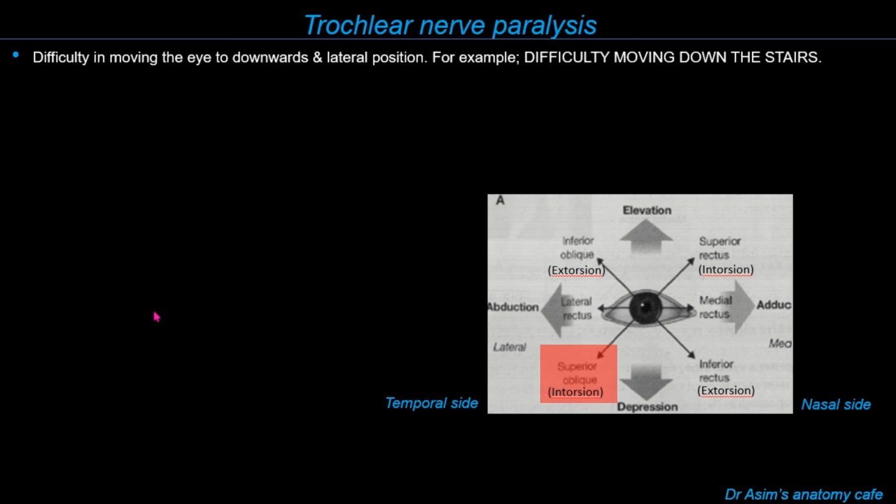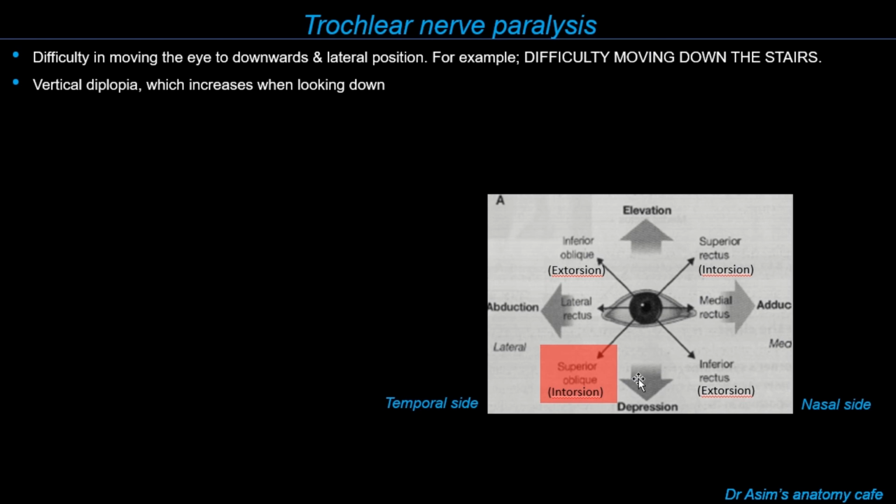Now, a lesion of the trochlear nerve nucleus or the trochlear nerve will therefore result in an inability or a difficulty to look down and out. The patient, for instance, might complain of difficulty, let's say, moving down the stairs or similar activities where they have to look downwards. Also, we could see a vertical diplopia, which increases when looking downwards, unlike the oculomotor nerve paralysis, where there was a horizontal diplopia.